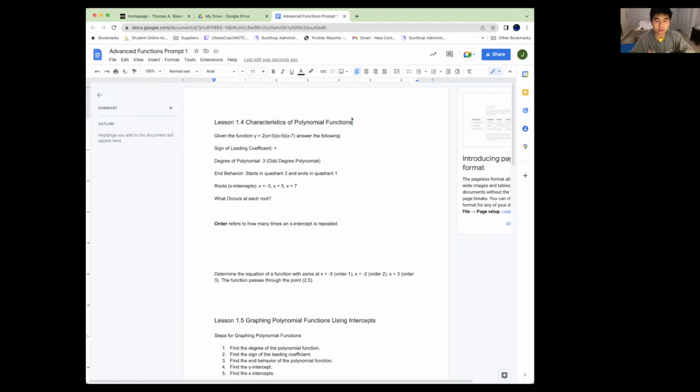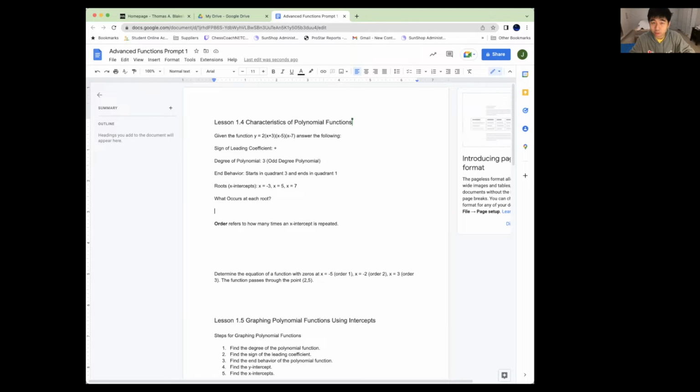Okay, so now we're going to talk about order. Before we answer the question, what occurs at each root, we need to talk about what order means. Order refers to how many times an x-intercept is repeated. Think of it right now as order being just the exponent.